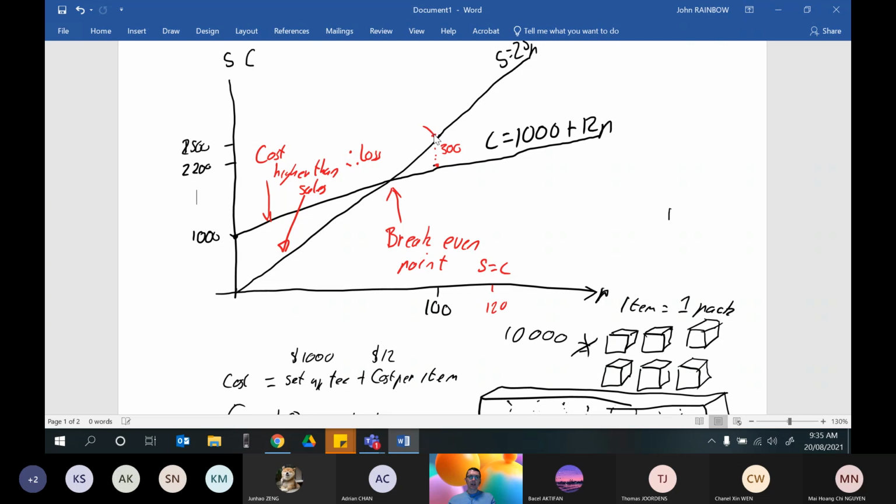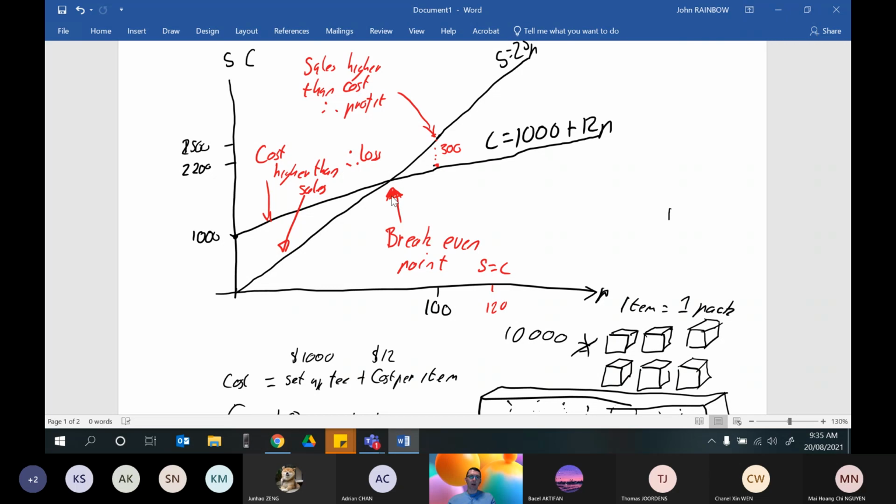But as you can see here, sales are higher than the costs. Therefore, profit, because we're bringing in more money than what we're spending. So why are we looking for this break-even point? It's really important in marketing and things like that.